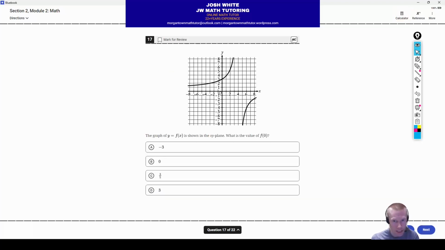Next up, number 17, they give you a graph of, this is actually a rational expression. They just want to know what is the value at f of 0. Really what they're asking here is, what is the y-intercept? Because when x is 0, that's the y-intercept value, and it's just right here. It's 3. Correct answer to this one is just 3, letter D. Nothing more to do.